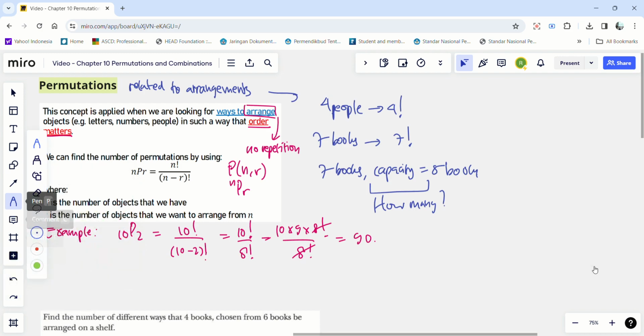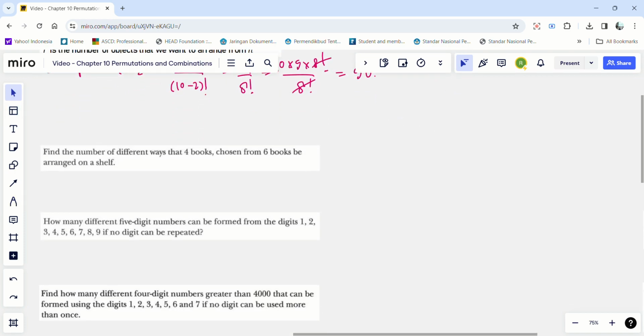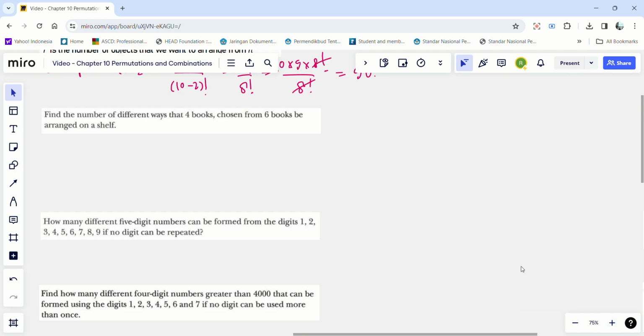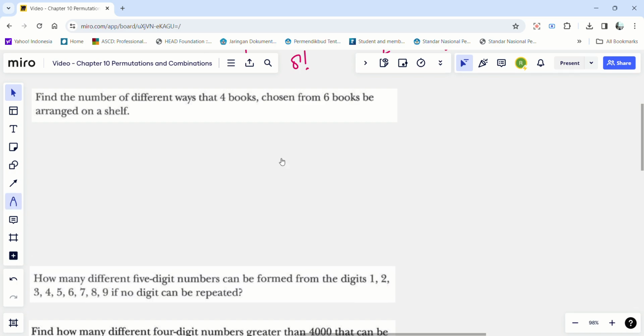Let me move on to the examples. Let's say I give you 3 examples, so let's look at them one by one. Let's go with number 1 first. Find the number of different ways that 4 books chosen from 6 books can be arranged on the shelf. In some cases, you may want to arrange everything, all 6. If all 6, that will be 6 factorial, just generic arrangements, 720 ways. But in this case, you want to have only 4 books arranged.